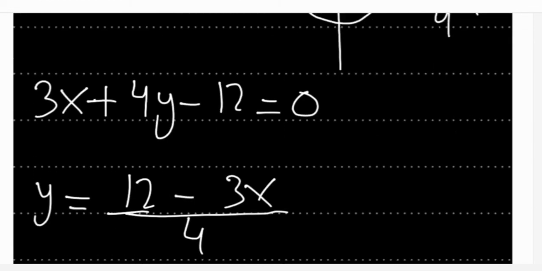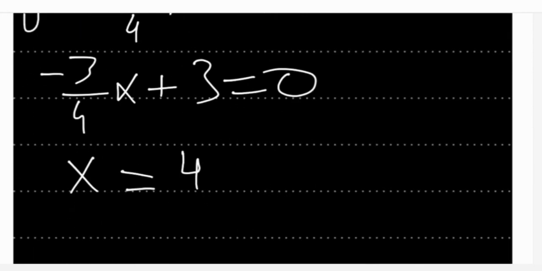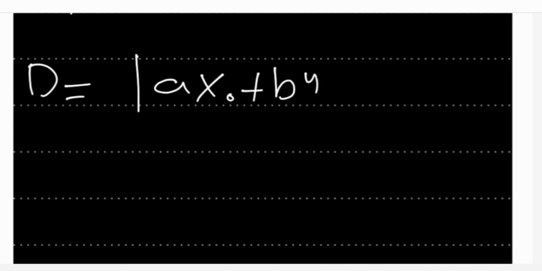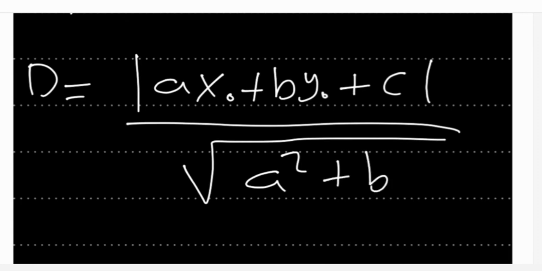Okay, so I'm going to find the distance between this line and the point (0, 0). Do you remember from analytic geometry the formula for the distance between a line and a point? The distance is the modulus of a times x of the point plus b multiplied by y of the point plus c, divided by the square root of a squared plus b squared.